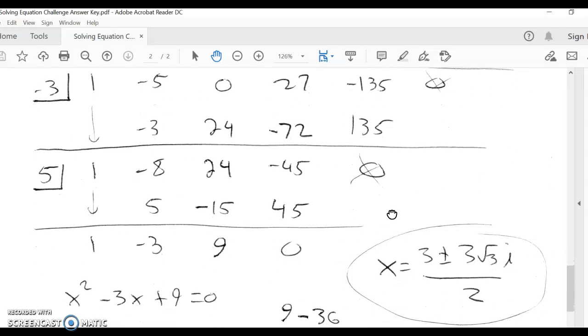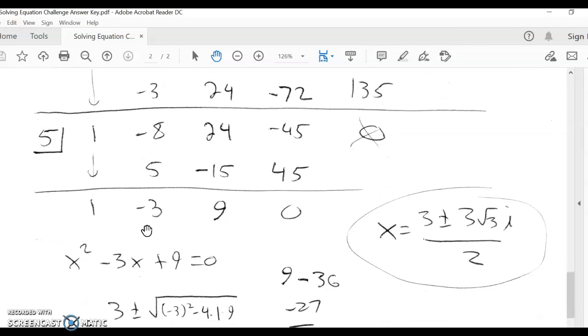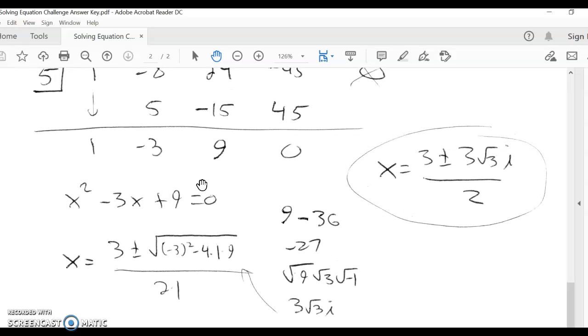All right, and then at the end of this one, you end up with an x squared minus 3x plus 9. All right, and then it must have imaginary answers, otherwise they would have shown up on the calculator, right? We would have seen the real answers on the calculator. So this must have imaginary, which means I'm going to do quad formula.